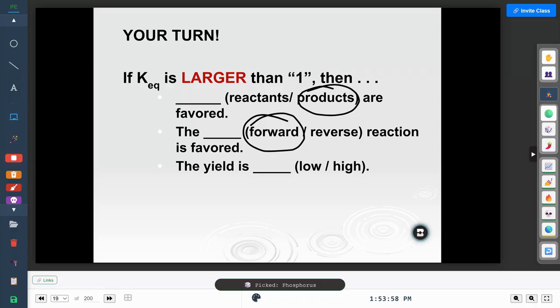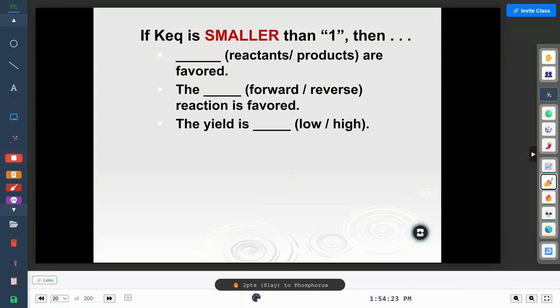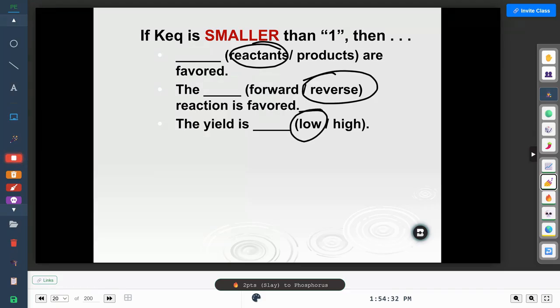Then the yield is phosphorus. Okay, yield also means product. So high, right? So our product favored is going to be the same thing as yield favored. So our yield should be high in this case. Good job. Then if we go to the other side of things and we say, hey, if KEQ is smaller than 1, then we'd say that it's reactant favored, it's favored in the reverse direction, and it is going to have a low yield, right? So it'll be the opposite of what the KEQ being bigger would be.